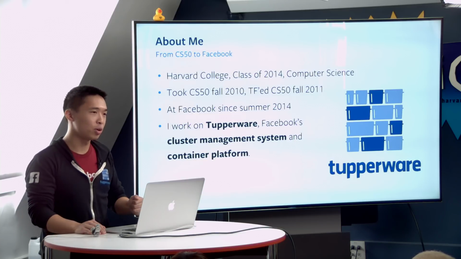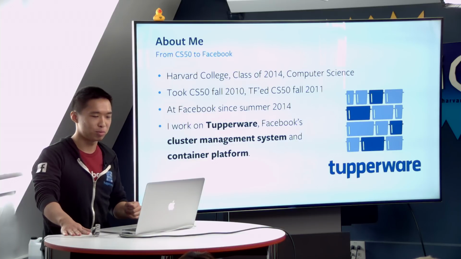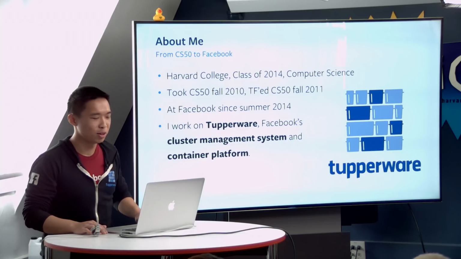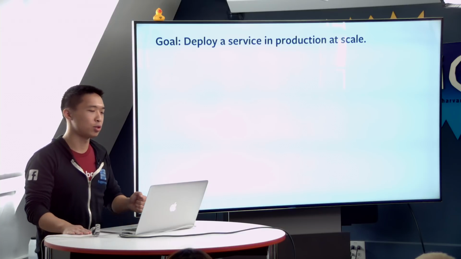My team is Tupperware, and Tupperware is Facebook's cluster management system and container platform. So it's a lot of big words, and my goal by the end of this talk is that you'll have a good overview of the challenges we face in cluster management and how Facebook is tackling some of these challenges. And then once you understand these, how this relates to how we deploy services at scale. So our goal is to deploy a service in production at scale.